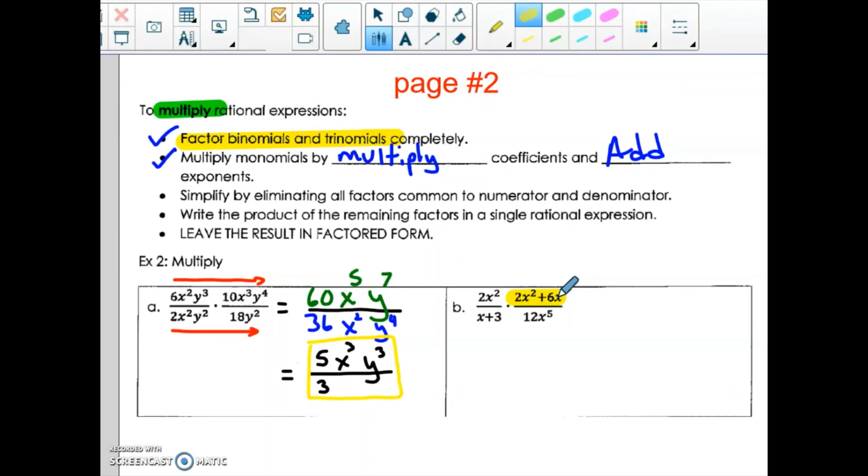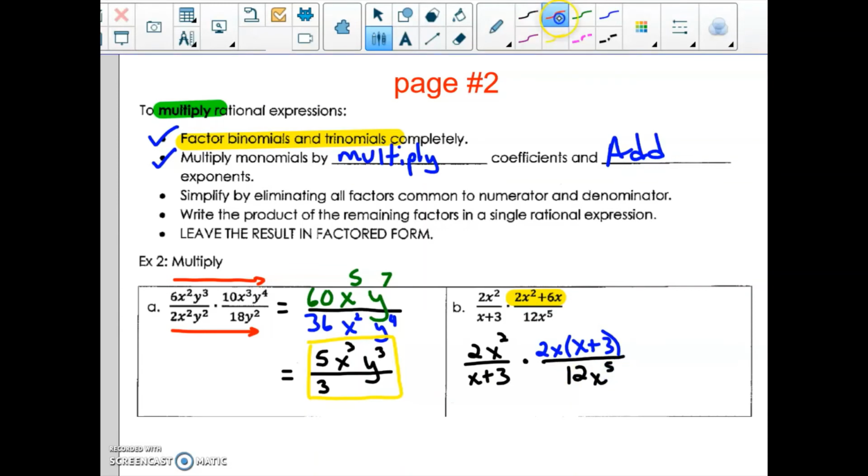So I'm going to rewrite the problem. 2x squared over x plus 3 times, we're going to factor out a greatest common factor, so that will be 2x and x plus 3. On the bottom, nothing's going to change there. This is 12x to the fifth.